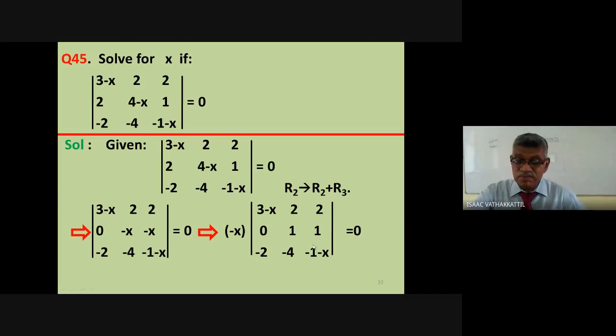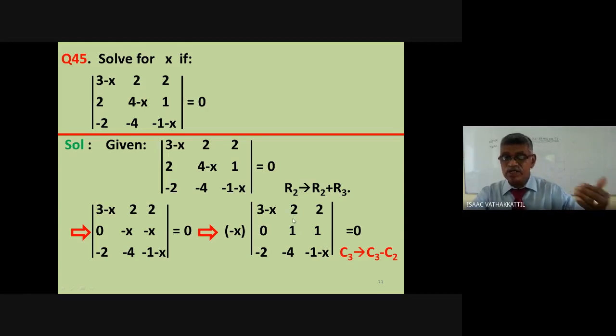Now we can simply make an operation like this. R1 and R2 or C1 and C2 is more comfortable. 2, 1, 2, 1 will go. If you simply operate, you can do it with R2 also. R1 changes to R1 minus 2 R2. That is another way. Both are equally correct. So R1 changes to R1 minus 2 R2, so that 2, 2 will go 0, 0 and 3 minus 6 will come out.